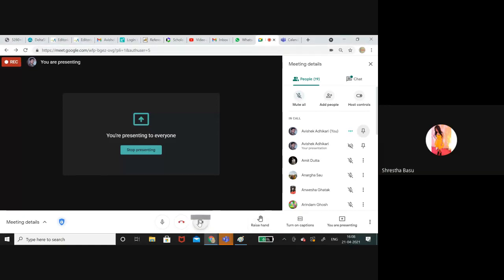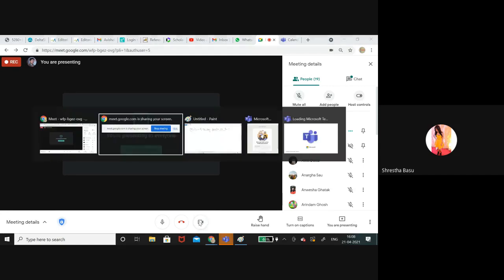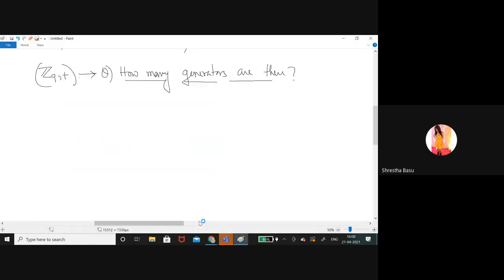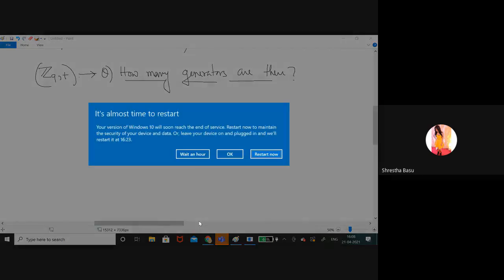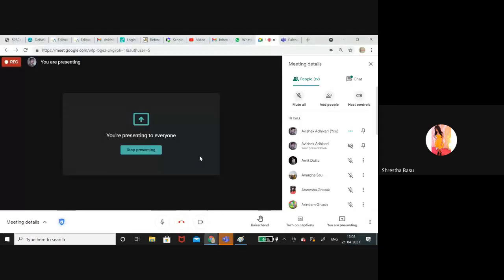Phi of 9, like we do 9 into 1 minus 1 by 3. The only divisor of 9 is 3. So it is n into 1 minus 1 by the divisors. We get it as the number of generators. It is phi of n, or phi of 9.